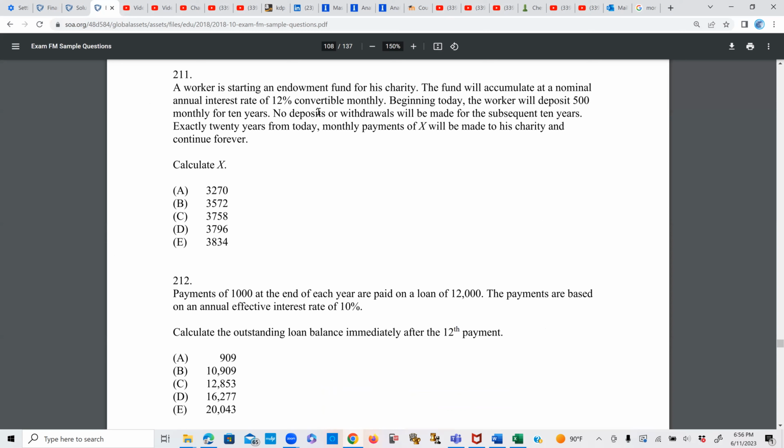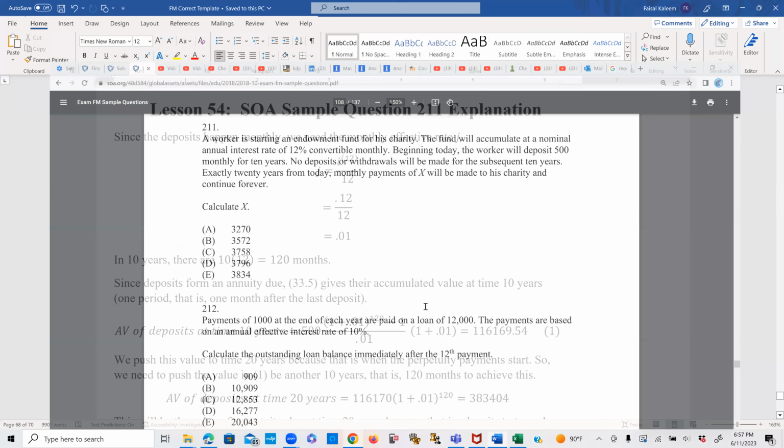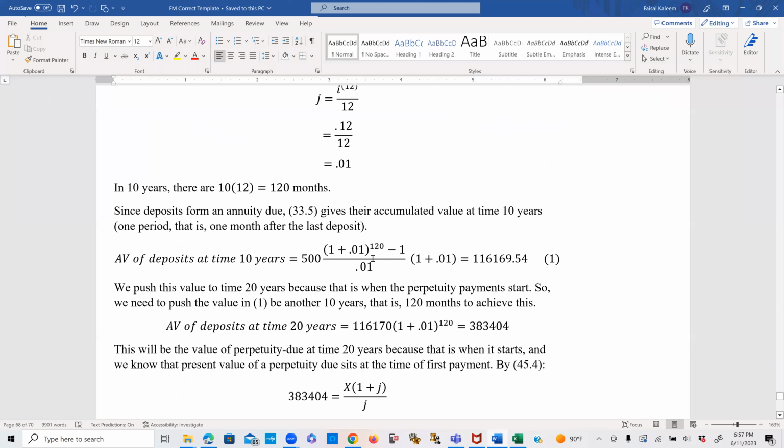Since deposits are made for 10 years, and they're annuity due because they start happening beginning today, if we use the accumulated value formula for annuity due, that will give us the value of the deposits exactly at 10 years. The accumulated value sits one period after the last payment, and the last payment will happen 1 month before 10 years since it's annuity due, and so the accumulated value will be exactly at 10 years.